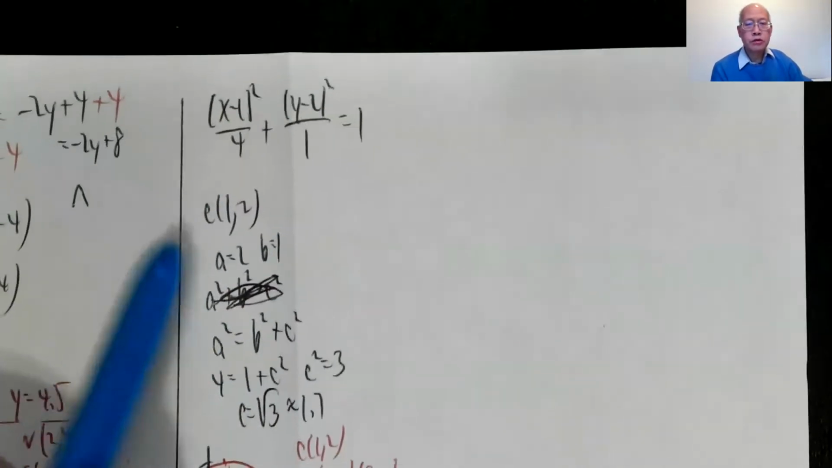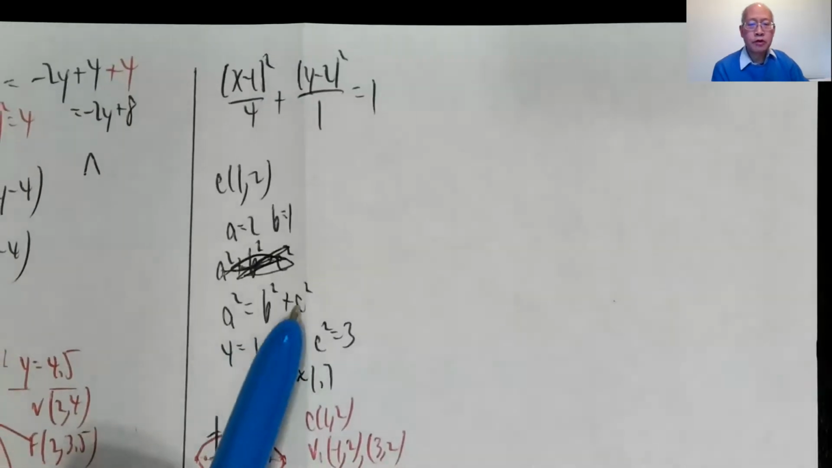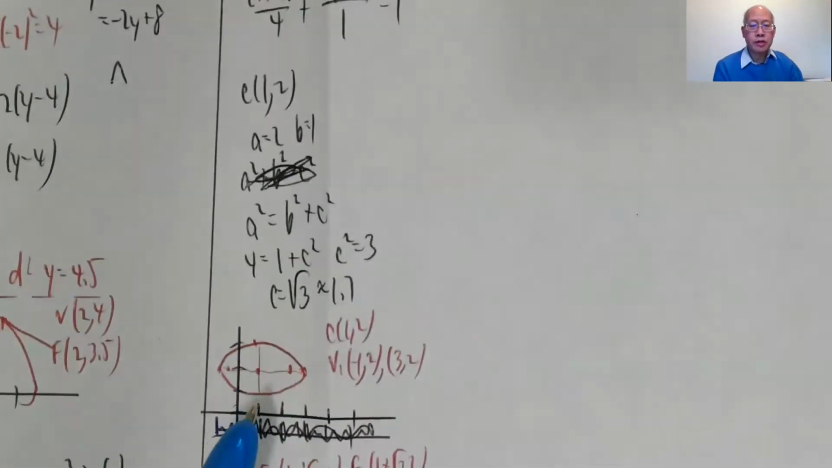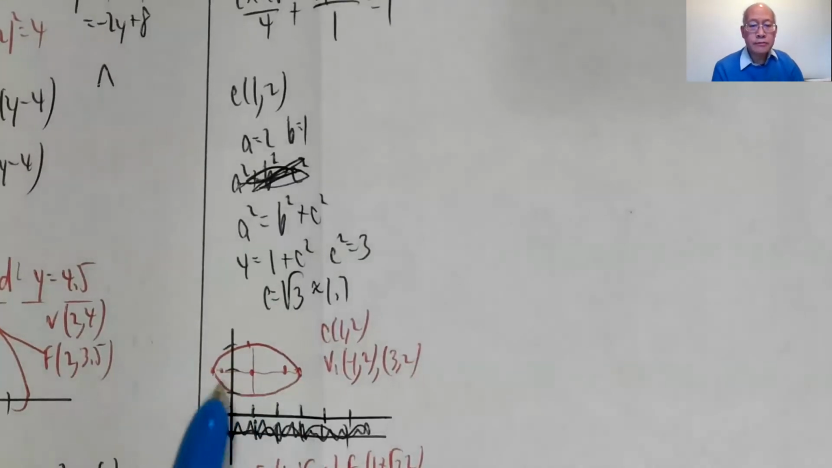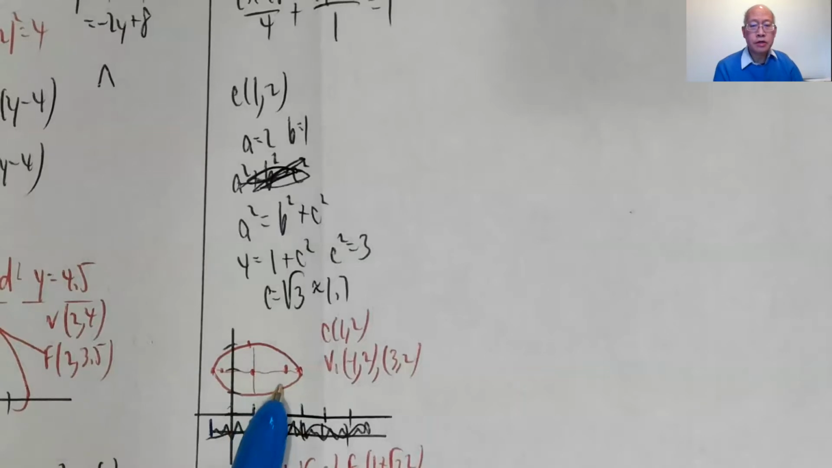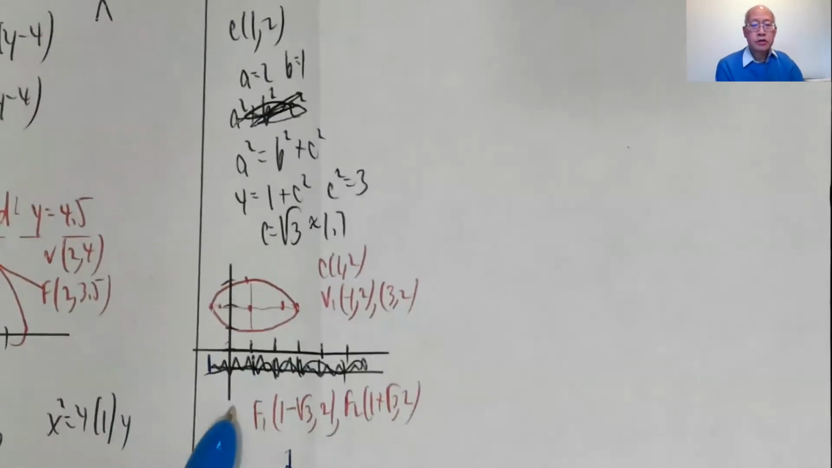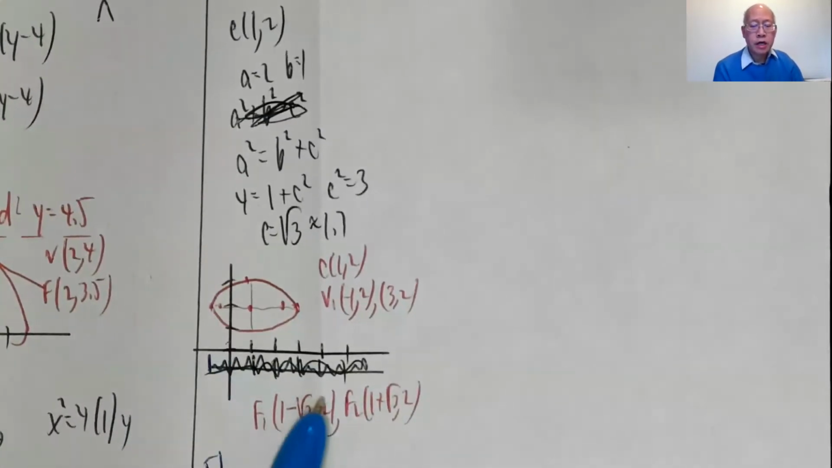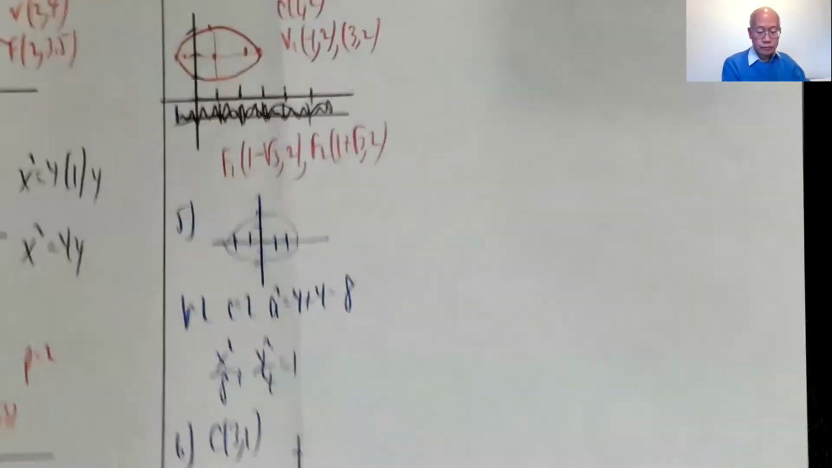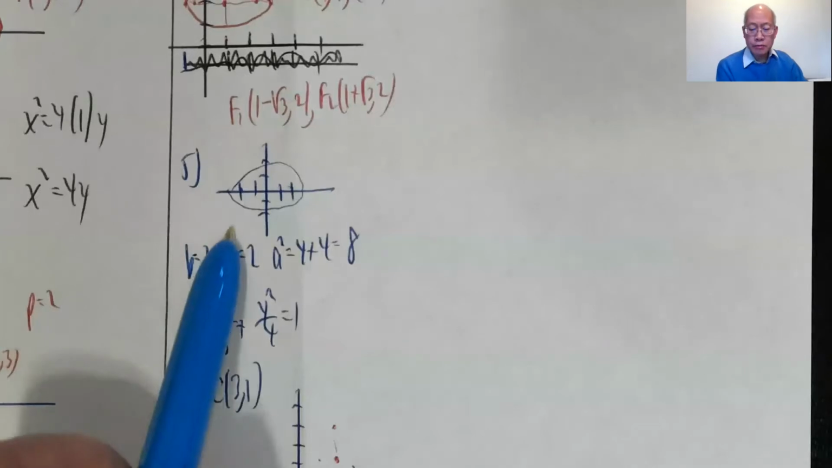So the center is (1, 2). a is 2. b is 1. a squared equals b squared plus c squared for the ellipse. a squared is 4. b squared is 1. So c squared is 3. c is radical 3, which is about 1.7. So here's my center, which is (1, 2). 2 to the left, 2 to the right. So vertex 1 is (negative 1, 2). Vertex 2 is (3, 2). And foci are (1 minus radical 3, 2) and (1 plus radical 3, 2). I go up and down 1 unit. There's my ellipse.